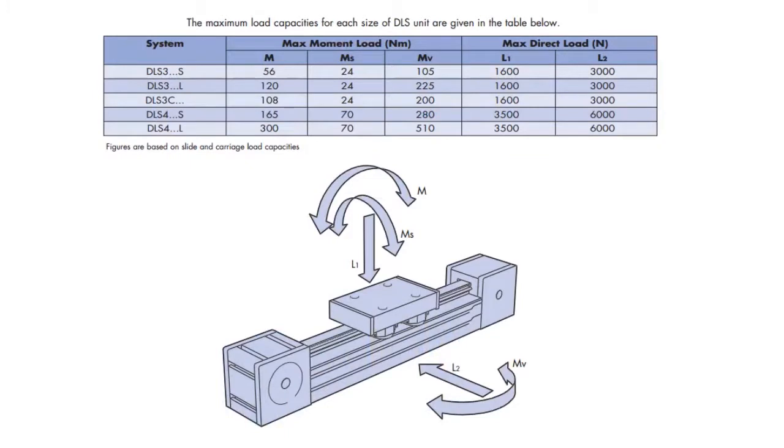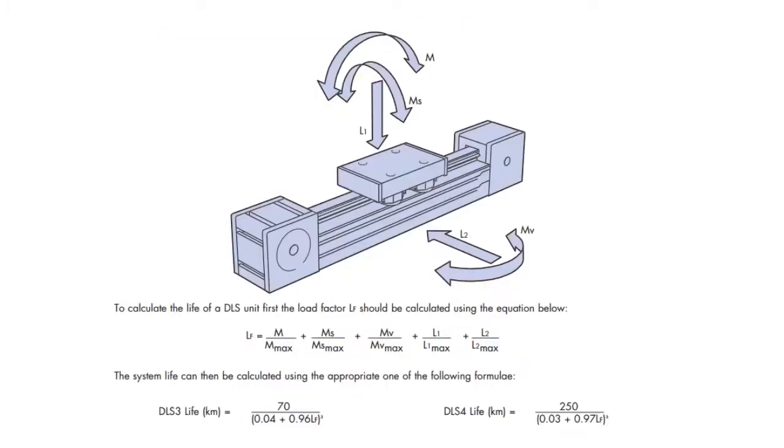In each of our catalogues, there is a page which details the load capacities for that product. These capacities are broken down into direct loads L1 and L2 and moment loads M, MS and MV, as shown in this example from our DLS catalogue. Once we have determined the loads in an application, we use them to calculate a load factor. This is a relationship between the applied load and the load capacity of the unit. The load factor is used to calculate a theoretical life for the unit.